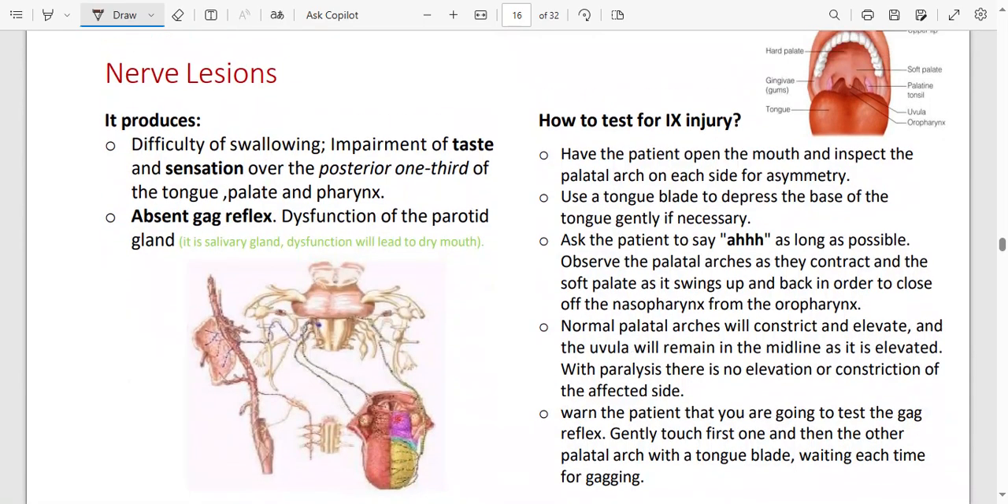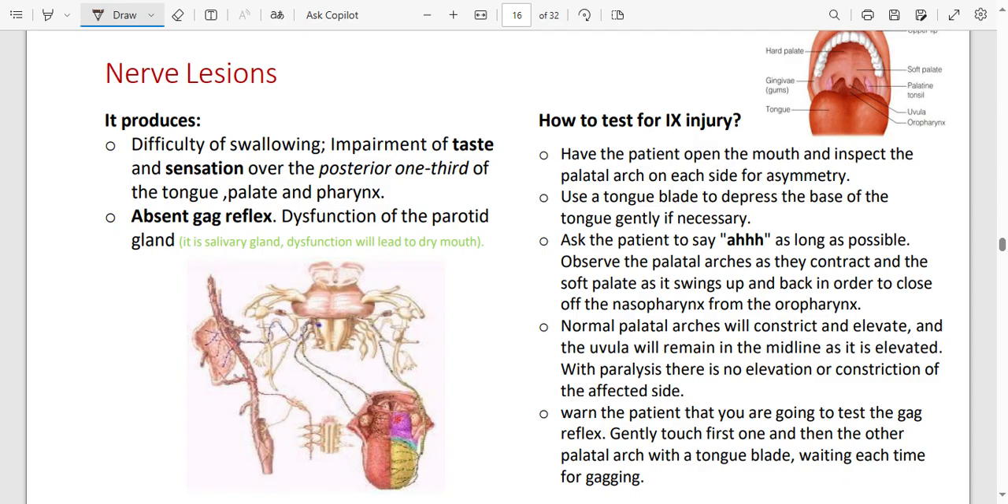What happens if there's a lesion to cranial nerve number 9? There's going to be difficulty in swallowing, impaired taste and general sensation over the posterior one third of the tongue, palate, and pharynx. There's also going to be no gag reflex because there's dysfunction of the parotid gland, which is a salivatory gland. Dysfunction will lead to dry mouth. So the mouth becomes dry because you can't secrete saliva.